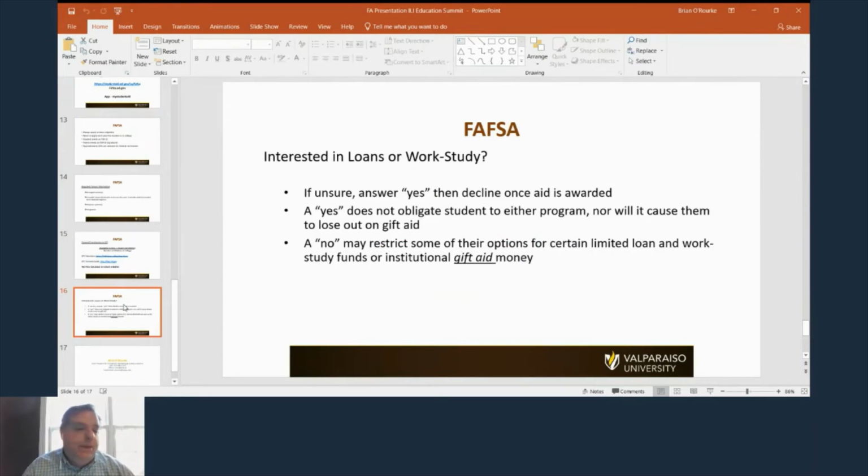Just one more piece of information before we go to questions. One of the first things they're going to ask you on the FAFSA is, are you interested in loans? Are you interested in work study?